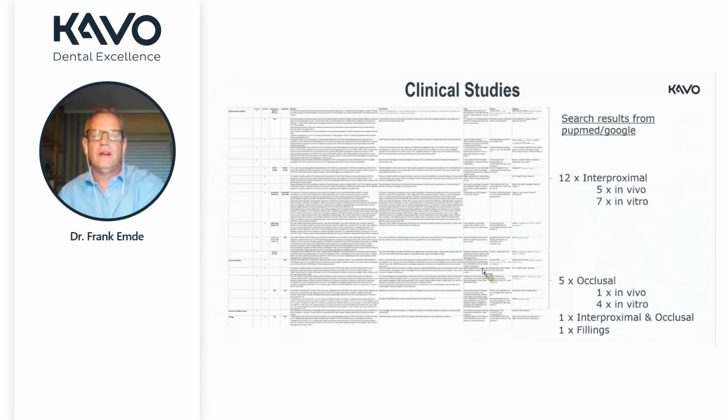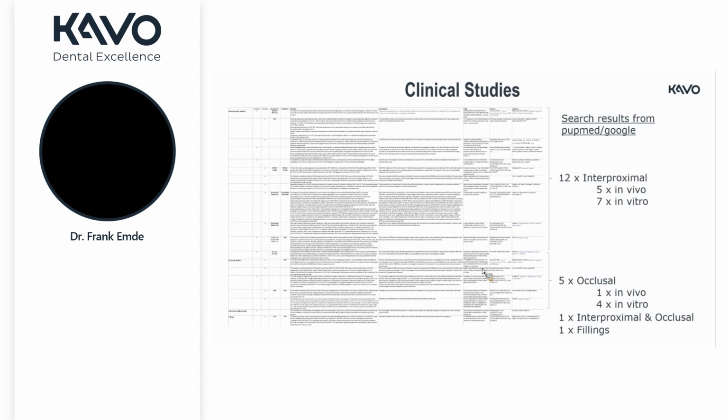Before we start with the clinical cases, these are the studies I summed up with a search through PubMed and Google. I found 12 studies talking about interproximal lesions, 5 in vivo and 7 in vitro. We have got 5, a little bit fewer, occlusal studies. We have got 1 study which I found which takes care of interproximal lesions and 1 with fillings, adjacent to fillings.